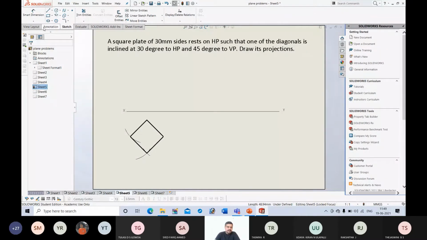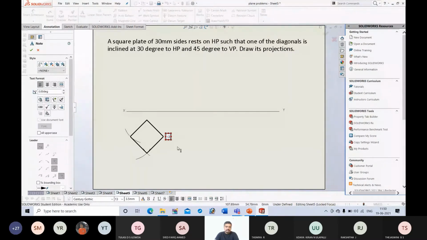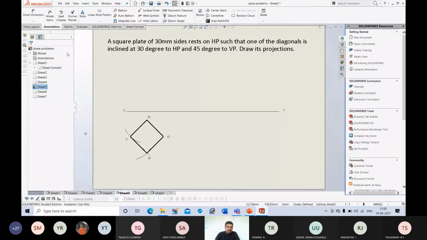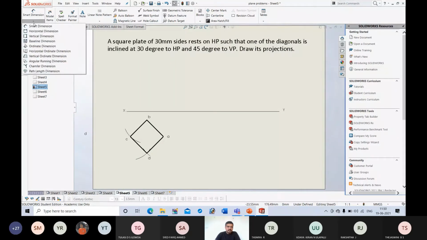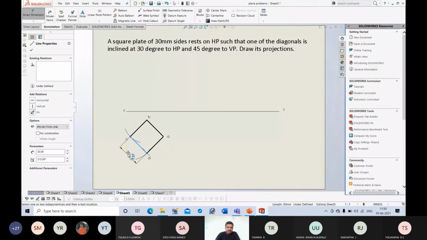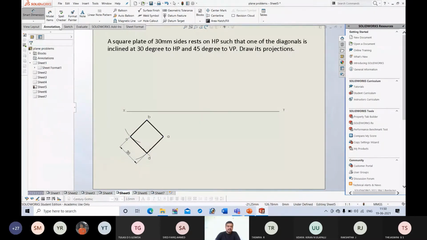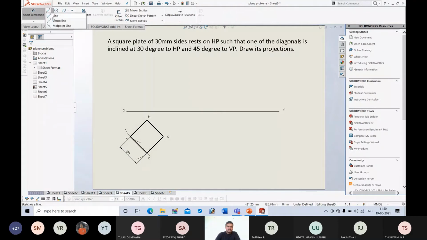Next, I will name the points: A, B, C, D. Next, this is the top view, so I should dimension any one of the sides. Out of 4, only one should be dimensioned. I will dimension one of the sides: 30. Next, I will project the points in order to get the front view.